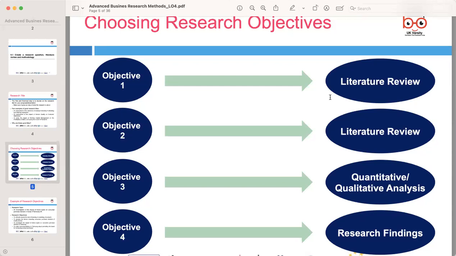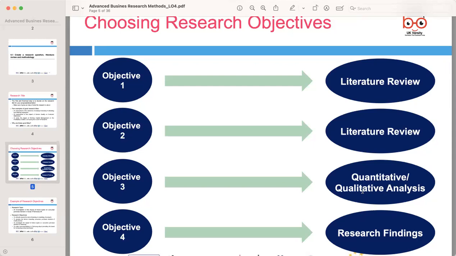This step involves delving deeper into the existing literature, but with a specific focus on a different aspect of our research topic. We want to ensure that we explore various perspectives, theories, and methodologies that are relevant to our research objectives. Then our third objective, which is quantitative and qualitative analysis.